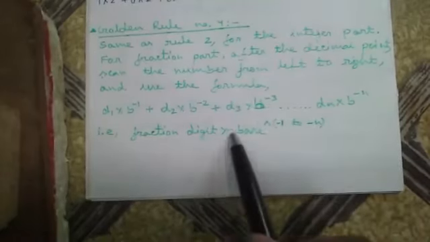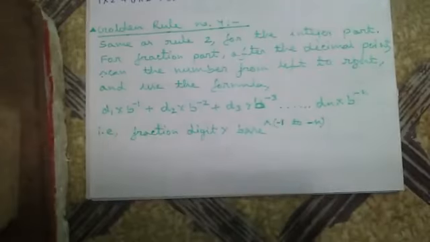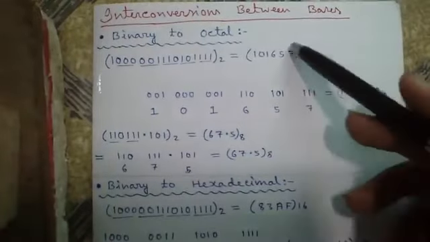That is fraction digit into base to the power minus 1 to minus n. N is the number of digits in the source number. Now, interconversion between the bases.